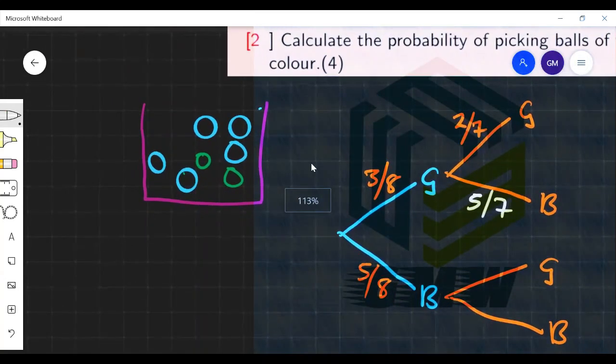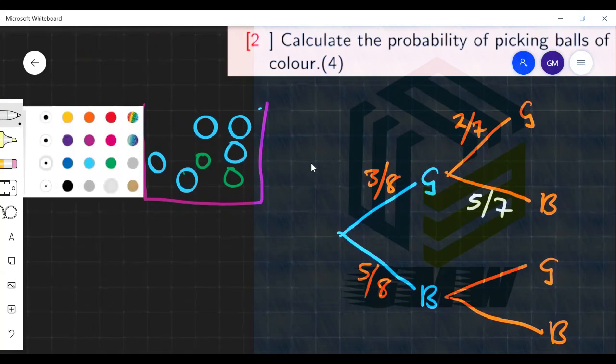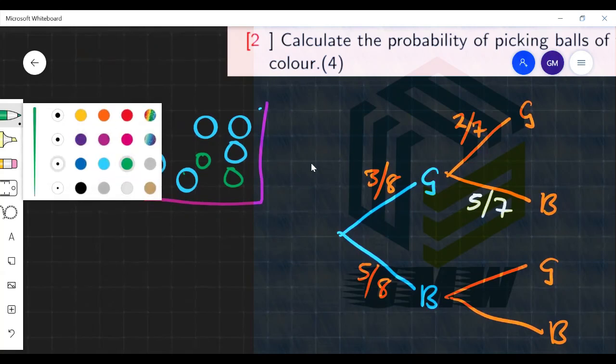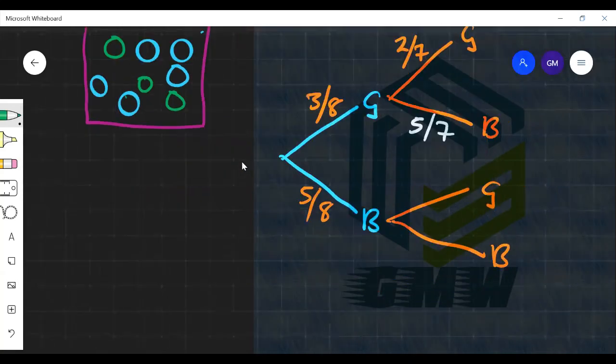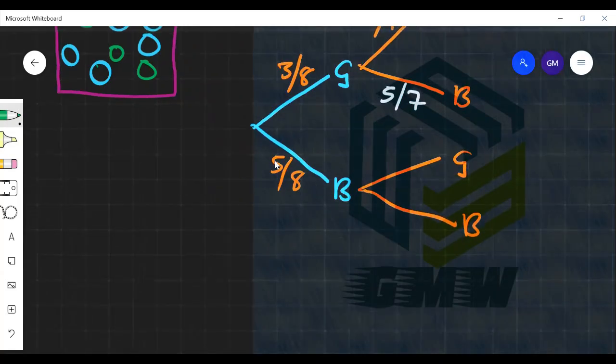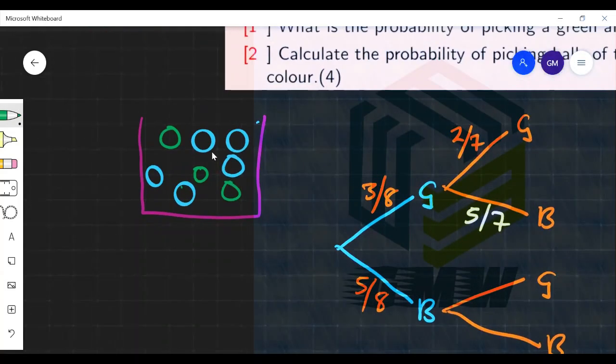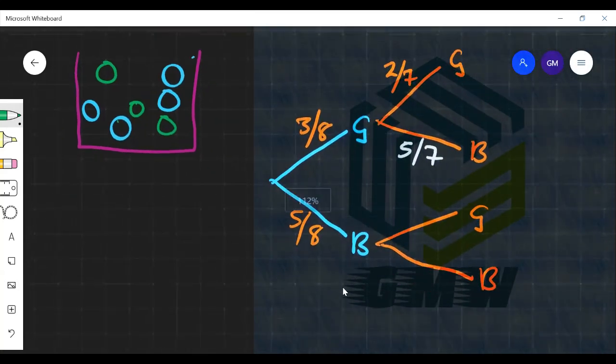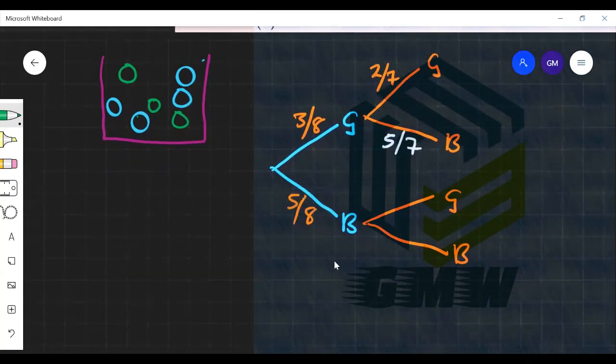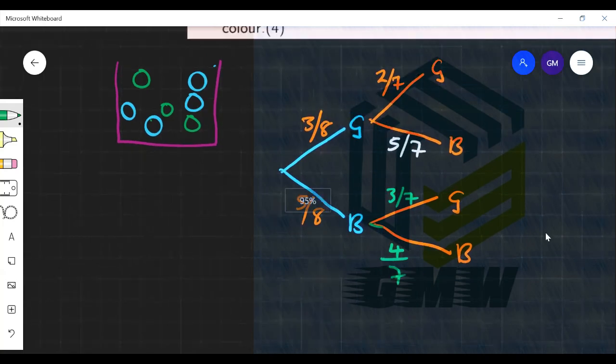Now, let me replace that ball again, the green one. And we are saying, okay, what if he starts by picking blue, right? So probability was 5 over 8. And if he picks a blue one and keeps it, what will happen to blue? What will be the probability again? 4/7, right? And what will be the probability of green? 1 minus 4/7. What do you get? 3/7. You follow, right?